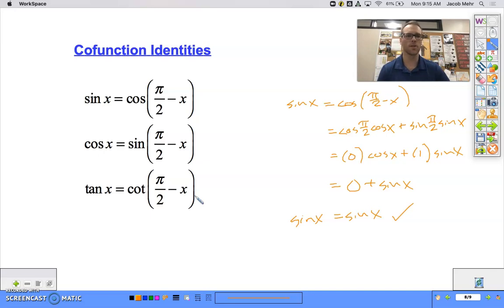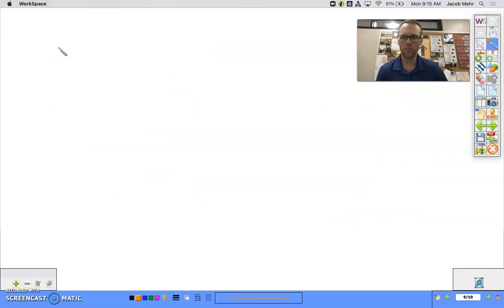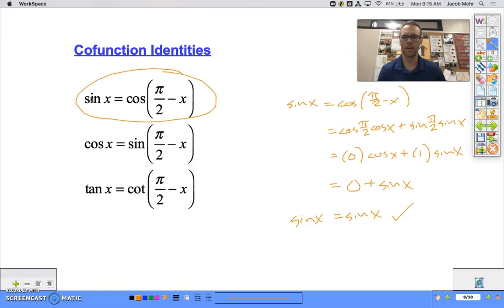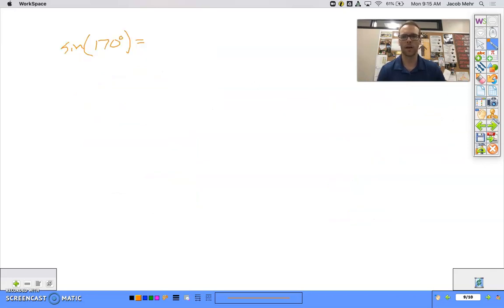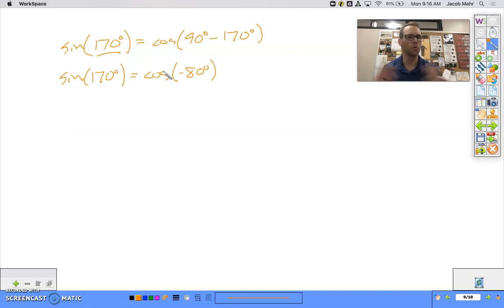Last thing I want to do with this is a quick example. What if I wanted to find the sine of 170 degrees, but in terms of cosine instead? Well, looking at this identity, the sine of x equals the cosine of pi over 2, which is 90, minus x. So I can say this is the cosine of 90 degrees minus 170, since x is 170 here. That tells me the sine of 170 degrees equals the cosine of 90 minus 170, which would be negative 80. Yep, there we go. So that's just one way that we can use that.